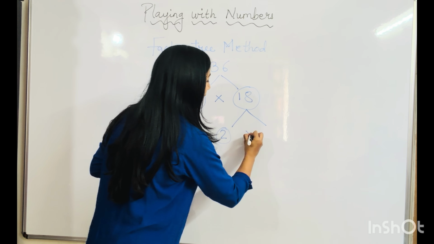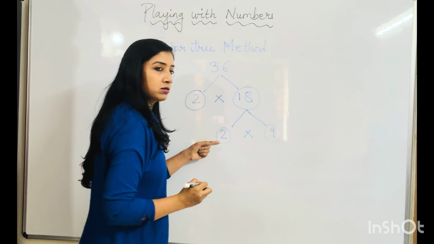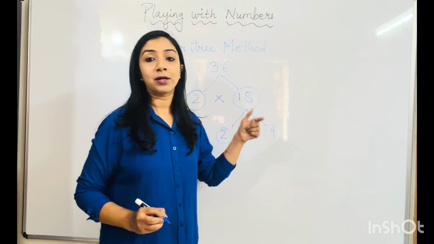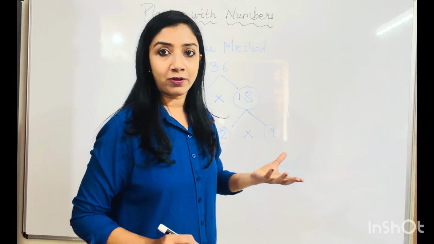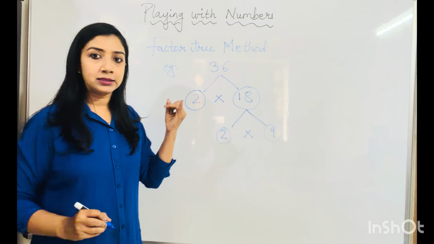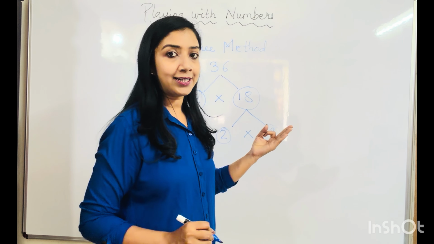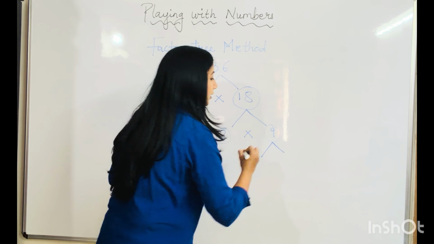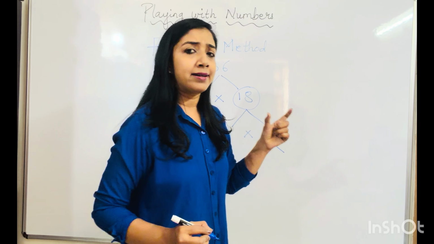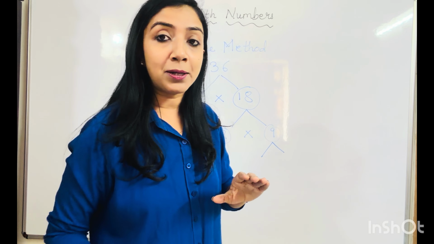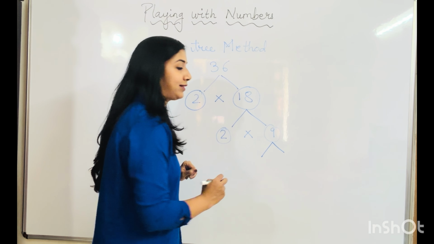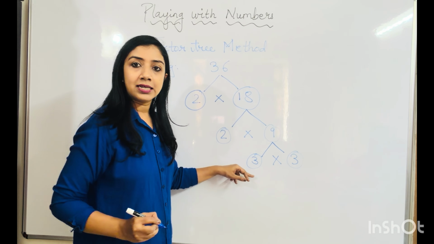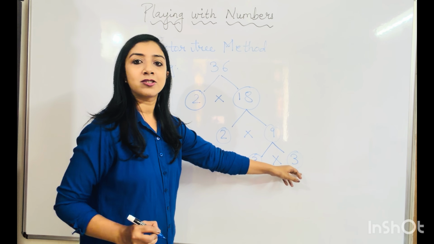2 multiplied by 9. So here 2 is again our prime number and 9 is a composite number. Why? Because it has more than 2 factors. What are the factors of 9? 1, 3, 9. More than 2. So 9 is a composite number. Again, we will divide 9. Now children, 9 is an odd number which is not divisible by 2. So we will divide by 3. 3 multiplied by 3. Now this 3 is also a prime number.